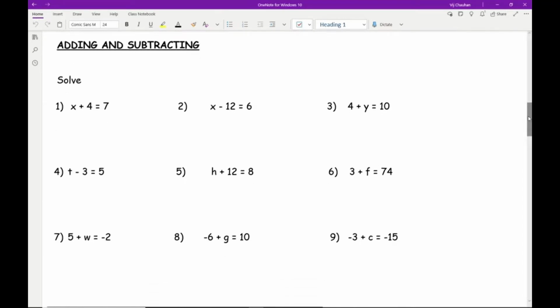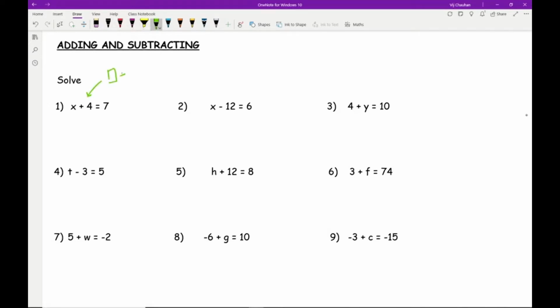So here we've got a selection of 9 different questions, and let's start off by re-evaluating what these questions are. Question 1 is exactly the same as this. If you wanted to, you could replace the letter with the box, but you don't really want to be wasting your time on that. So you're thinking, what number plus 4 gives you 7, and most of you will simply work out that the mystery number is going to be 3. So here we've got x equals 3.